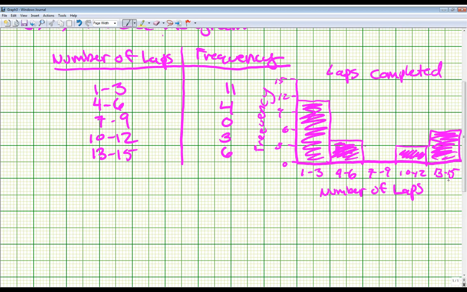From 40 to 49, the bar should go up to the 2. From 50 to 59, the bar should be going up to the 4. Kind of hard to talk through that, but it's kind of what we've got to do.